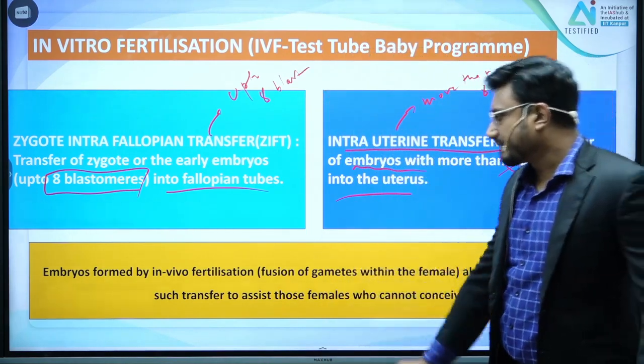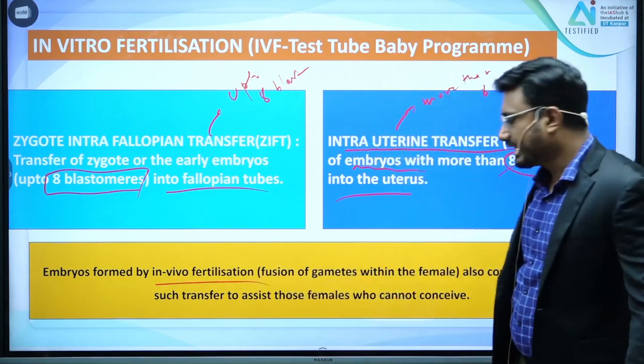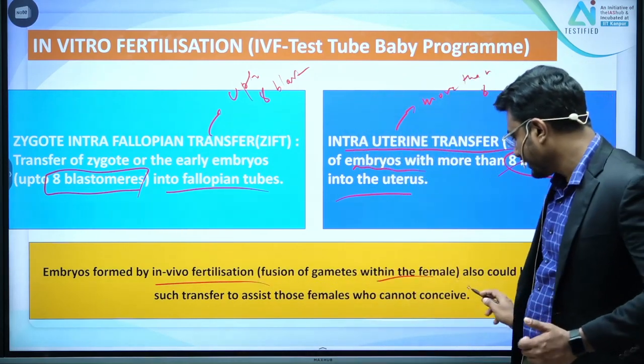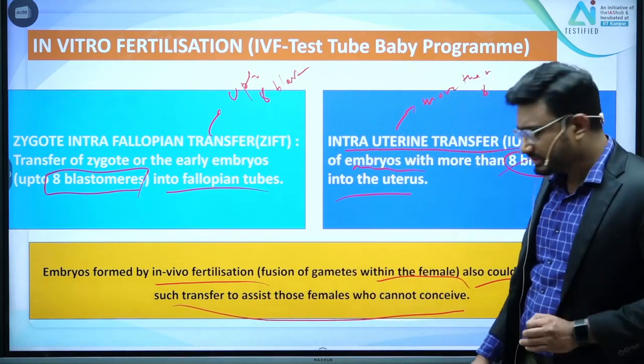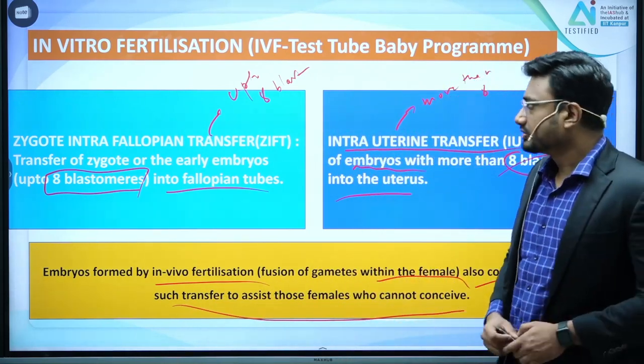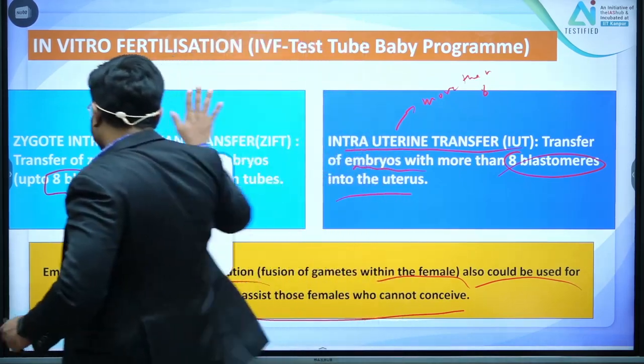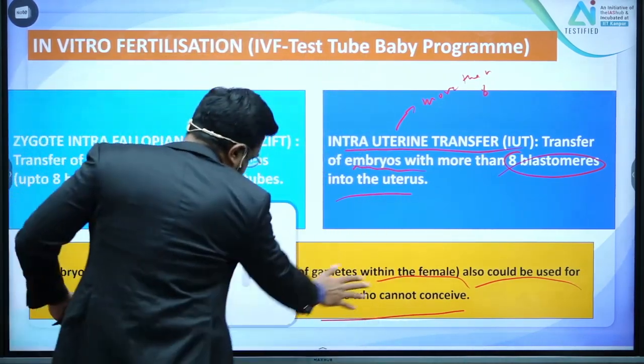Embryos formed by in vitro fertilization, that is the fusion of gametes outside the body, could also be used for such transfer to assist those females who cannot conceive. Now let us move to the next assisted reproductive technology process.